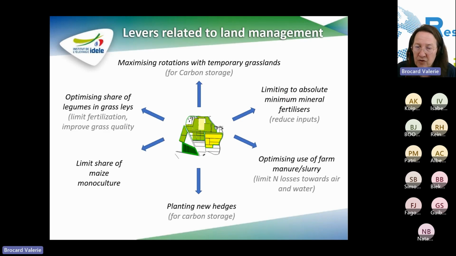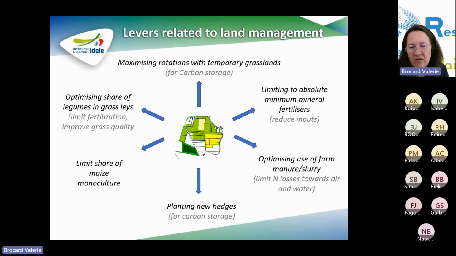And finally, the levers related to land management that we have implemented at the same time. So we are already using only grass and clover mixtures. So we are trying to go on optimizing the multi-species swards, testing some specific varieties, having richer mixes with more species of clovers and grasses together. So it's an optimization of the share of legumes in grass leys to be able to graze in the middle of summer and also in winter.